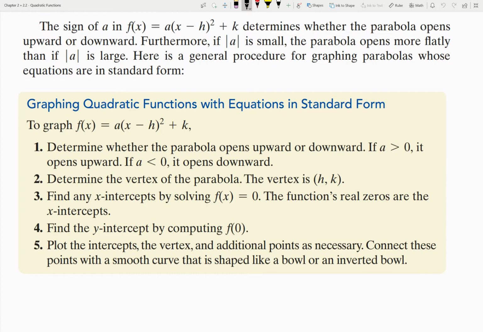So the first thing we're going to do is figure out whether or not this parabola opens up or down. Okay, and we're going to tell that by looking at a.